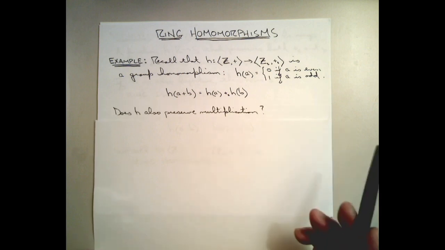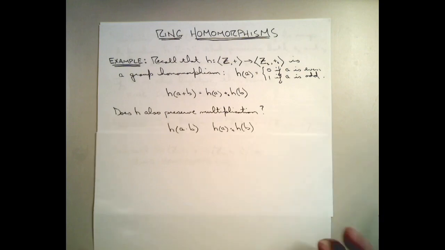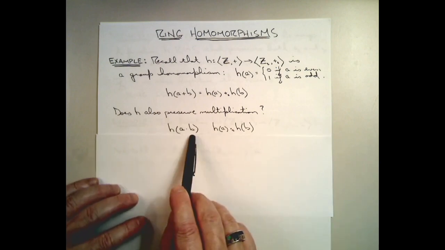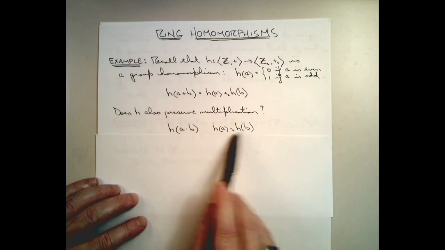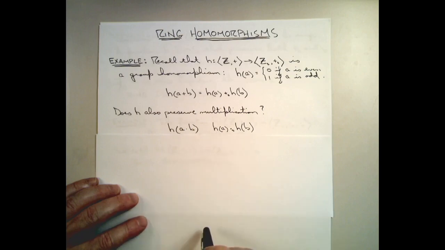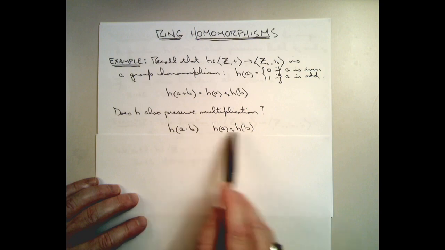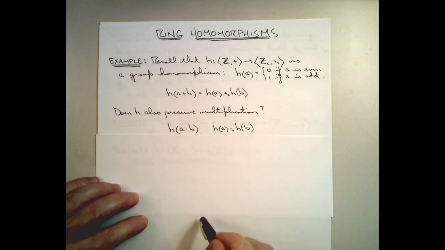What I want to ask is, does h also preserve multiplication? Well, let's do a similar check. If I multiply two even numbers together, I'm going to get an even number. So this is going to be 0, but 0 times 0 is 0 as well. So that works. If I multiply two odd numbers together, I get an odd number. So this is going to get sent to 1. But h of A is 1 and h of B is 1. And whenever I multiply 1 by 1, I get 1 in Z2.